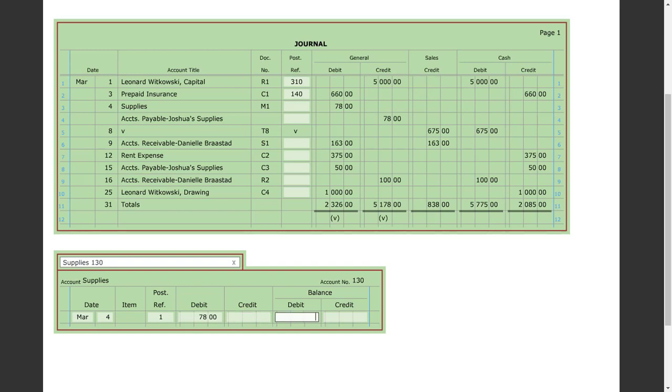It will be 78 as a? Debit. Why is it debit? It's a normal balance because it is an asset. Last step, take account number 130, goes back up on top. Line 4 is going to be accounts payable Joshua Supply.